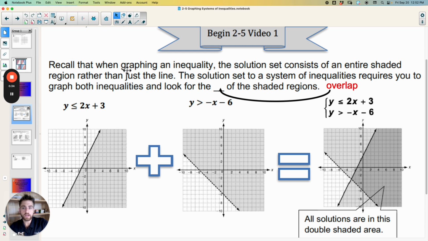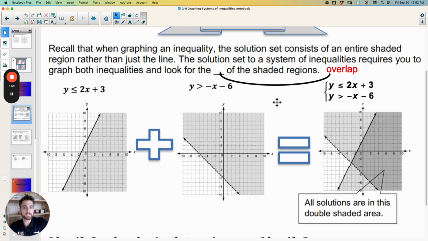So recall that when graphing an inequality, the solution set consists of an entire shaded region rather than just the line. The solution set to a system of inequalities requires you to graph both inequalities and look for the overlap.